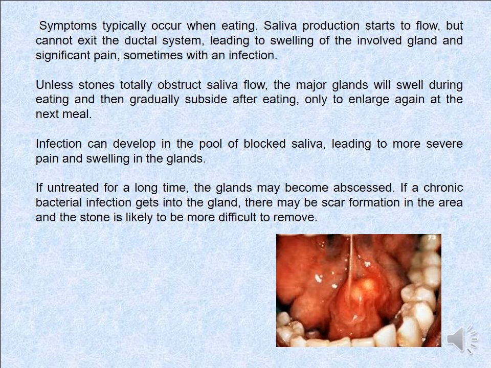Infection can develop in the pool of stagnant saliva, leading to more severe pain and swelling in the gland. If untreated for a long time, the gland may become abscessed. If a chronic bacterial infection gets into the gland, there may be scar formation in the area, and the stone is likely to be more difficult to remove. If the stone stays for months or a year or more, the gland becomes fibrosed, so there is more damage, and the gland does not return to its secretion after removal of the stone.